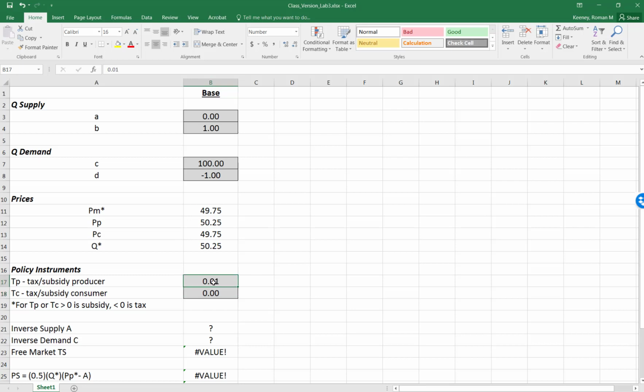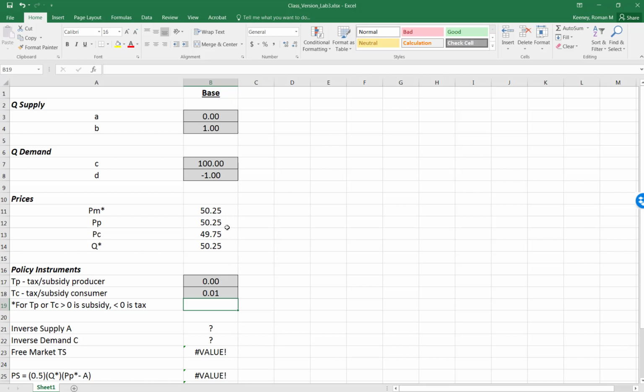Let's check the second one, the second column on the slide that we were looking at, which had a 0 for the producer subsidy and a 1% subsidy to consumers. Okay, so what happens now? You have a tax or subsidy on consumers. That means we're going to get a difference between the market price PM and the consumer price PC, because that equation forces those to be different. The consumer price is going to be lower, 49.75. The market price is going to be 50.25.